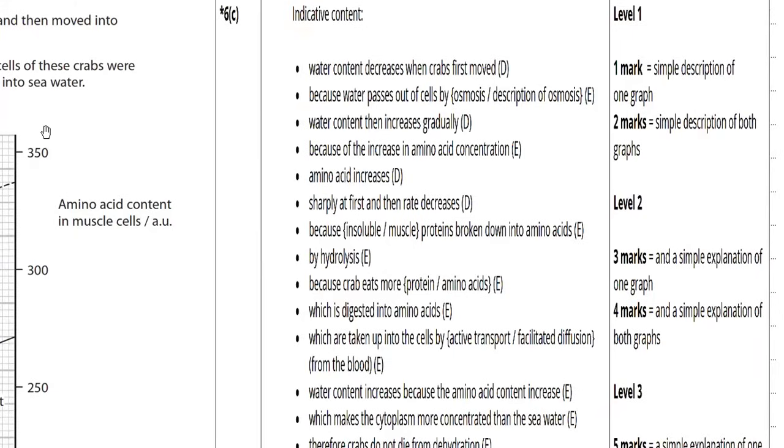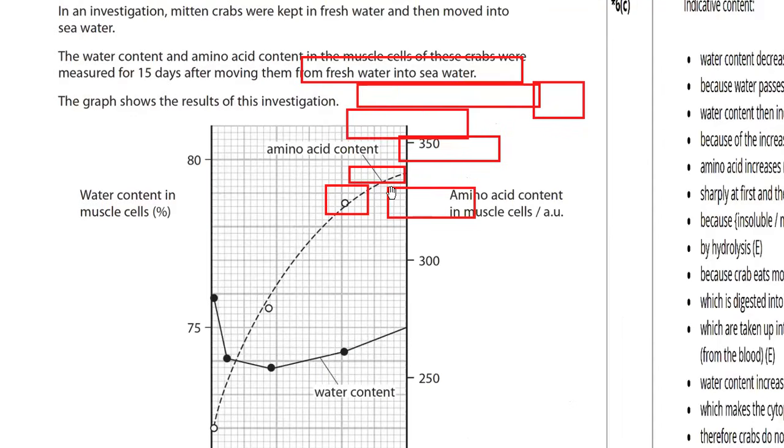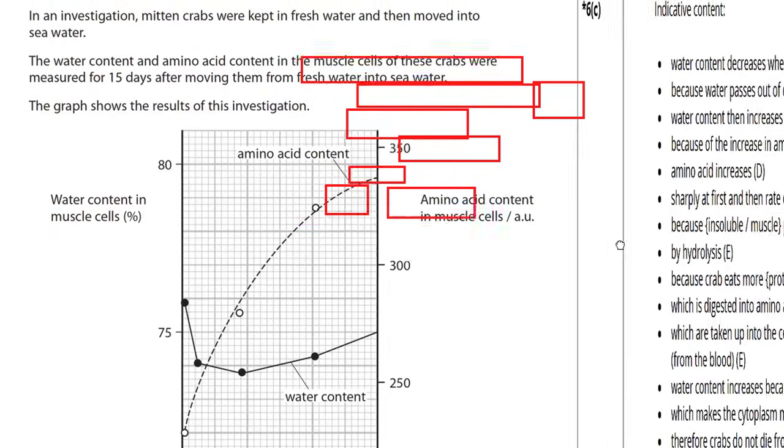For sure, no bullet points, as we said. Water content decreases when the crab is first moved, as water is moving out by osmosis, and please explain more about the osmosis, not just say osmosis. And then it started to increase again. You can see that the amino acid is increasing sharply at first, then it slows down a little, but it's still increasing. You can see it here, still increasing, but it's less steep.